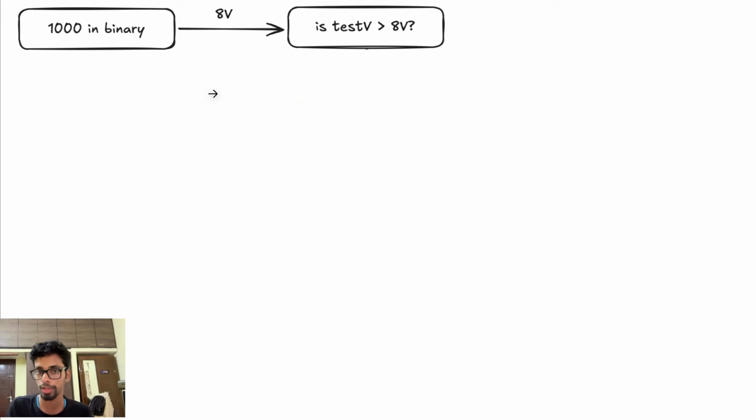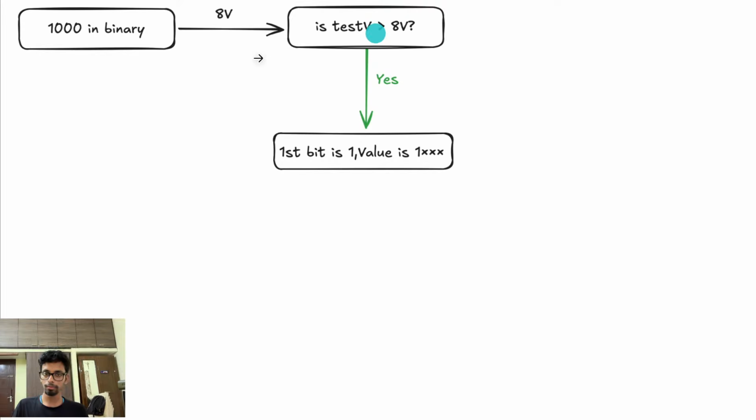We know that test voltage is 11 volts. So the computer will most likely give the answer yes. 11 volts is greater than 8 volts. So the first bit has to be 1. So the computer, in this if-else loop, has decided that the most significant bit is 1. First bit is over. Now we have to compute our second bit. So the value of our signal in binary is going to be 1xxx.